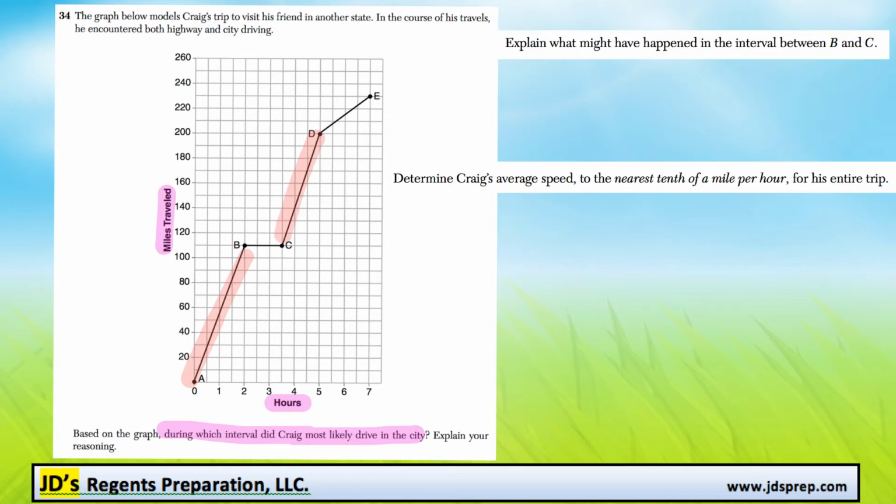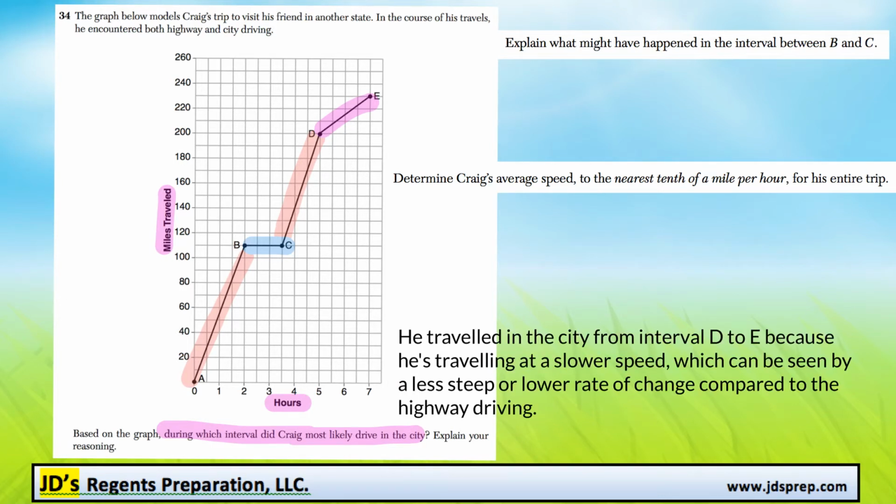City driving would mean that you're driving less fast, right? You're inside the city, you've got traffic lights and so on. So that's going to be this distance from here to here. From B to C, he's not traveling any distance, which means he clearly stopped. So I typed up my explanation there. I wrote that he traveled in the city from interval D to E because he's traveling at a slower speed, which can be seen by a less steep or a lower rate of change compared to the highway driving. I think that'd be a pretty good explanation of that.